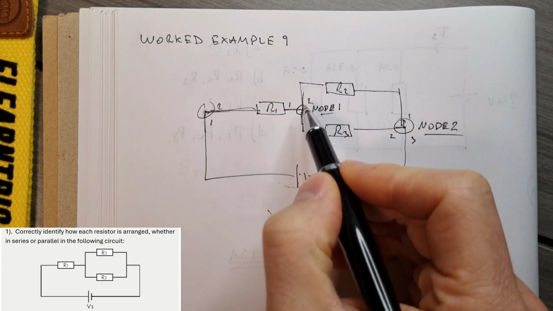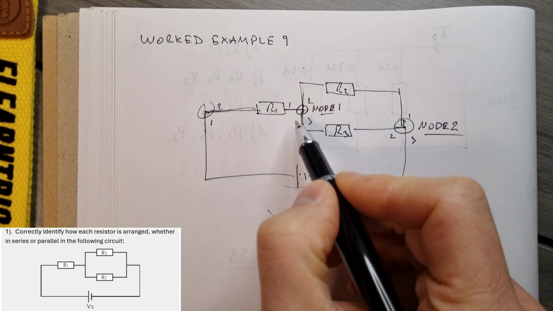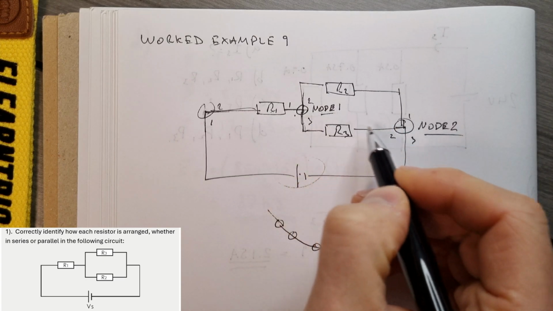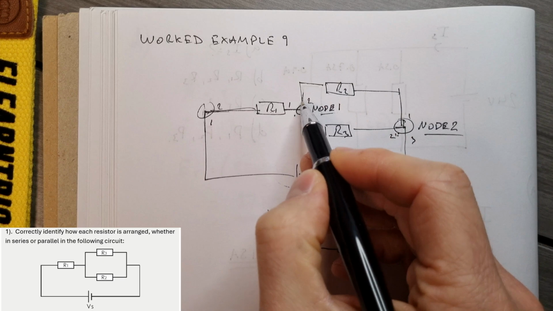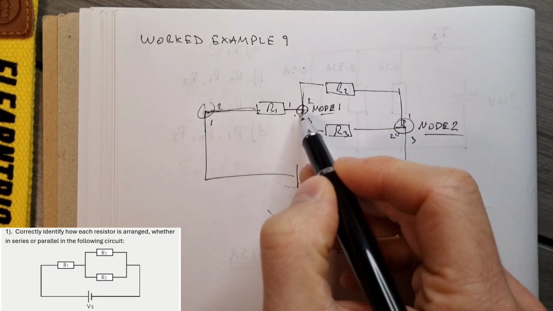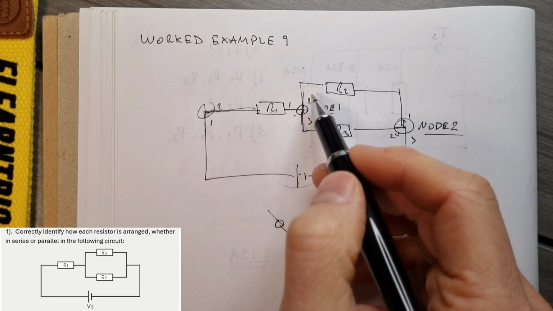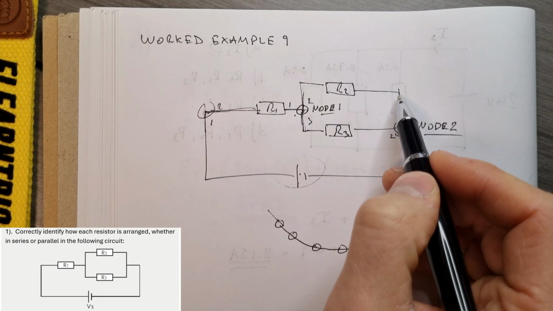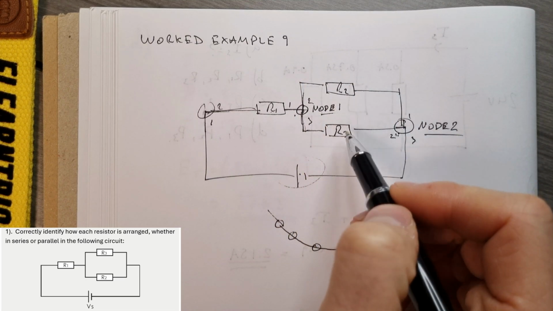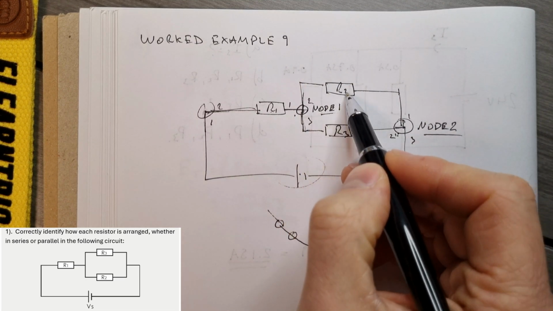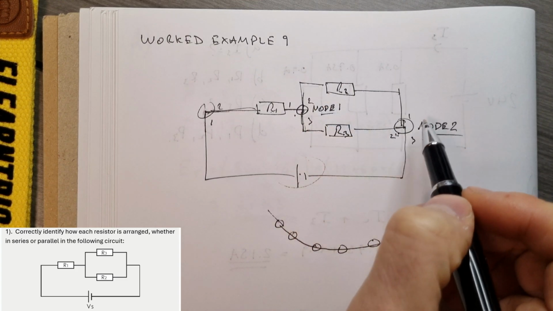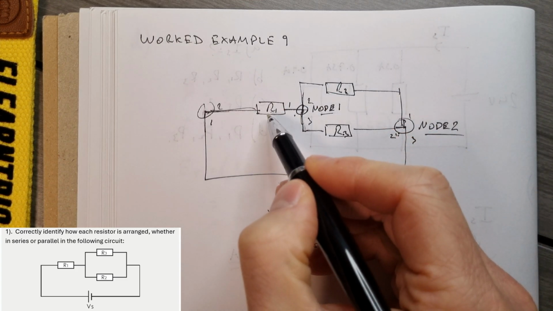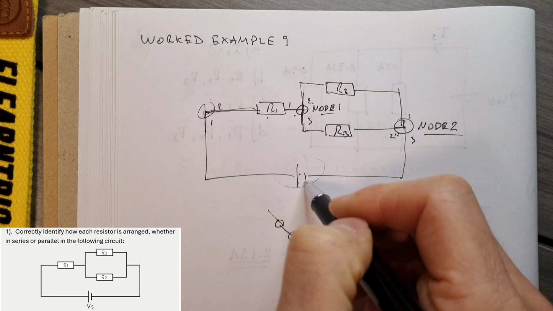Now, because these branches share the same start and finish points, the same start and finish nodes, these two branches are in parallel. And any group of resistors or components on these branches would be in parallel with each other. So R2 and R3 are in parallel with each other. But this whole section of the circuit is in series with R1 and in series with the battery.